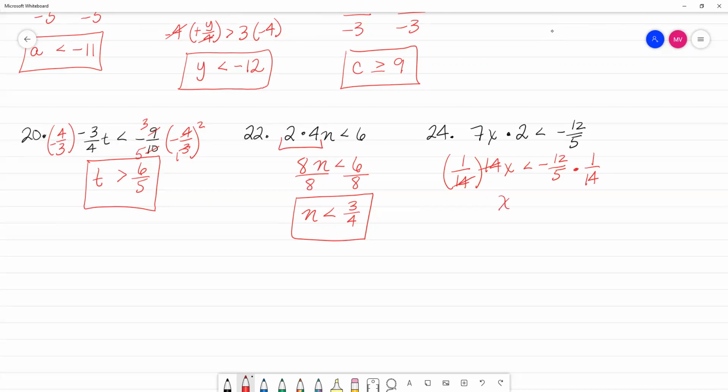Sorry. And the 14 is positive. The 1/14 is positive. So we keep it the same and we can reduce. So that 12 becomes a 6 and that 14 becomes a 7. It's a little easier. So -6/35. So as long as x is less than -6/35, you have a true inequality. All right, we will work tomorrow on those word problems.